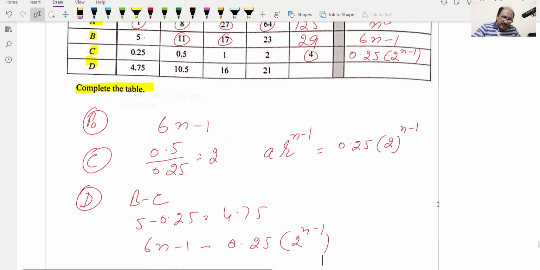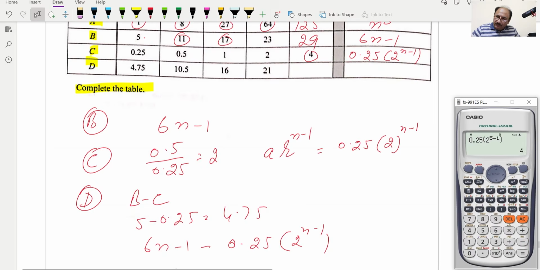Now we can double check. For example, we will type this formula over here: 6, and instead of n we are typing x, x minus 1, and minus 0.25 into 2 raised to the power x minus 1. So we have typed this formula. Now we will check for x equal to 1. Calculate for x equal to 1. The answer should be 4.75, and the answer is 4.75.